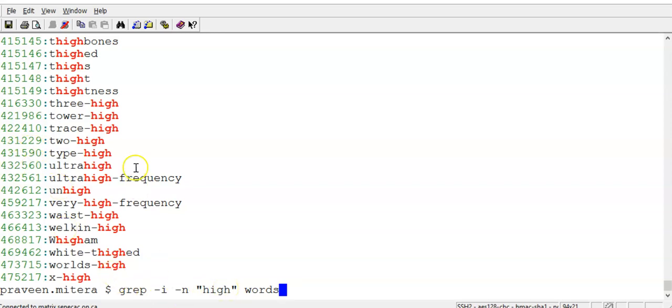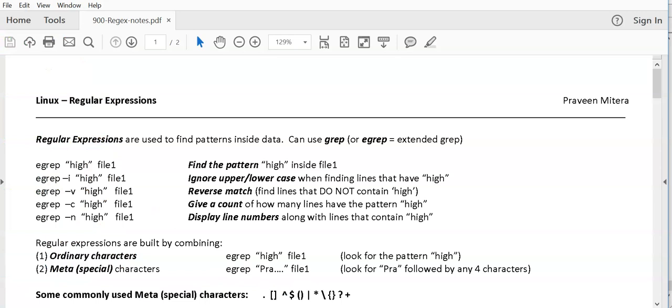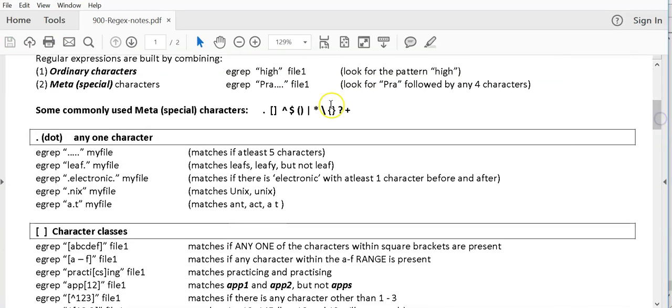So this is the simplest case where we know the exact pattern we're looking for and we're finding it. But that's not always going to be the case. Many times you'll need to use what's called metacharacters, so other special characters which have a special meaning and get interpreted by the operating system. So let's look at each one of those.